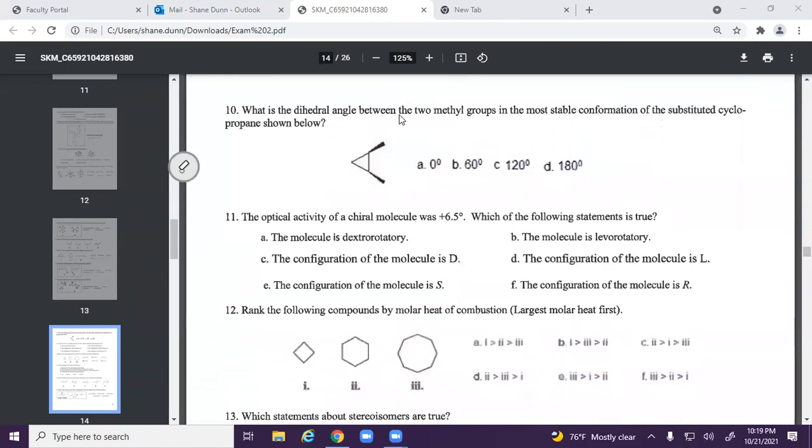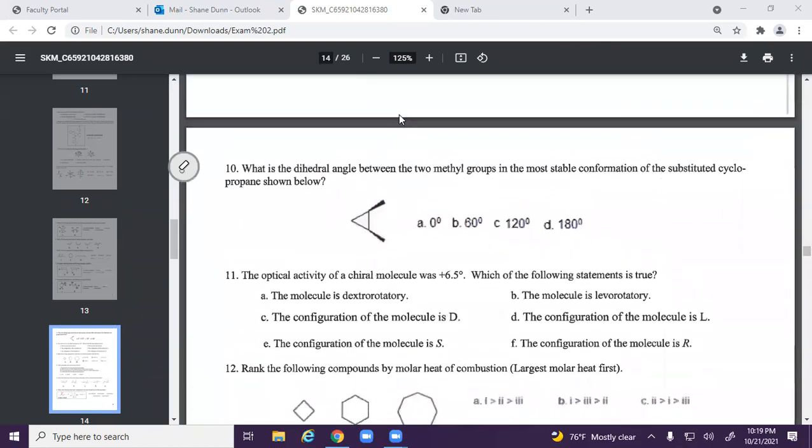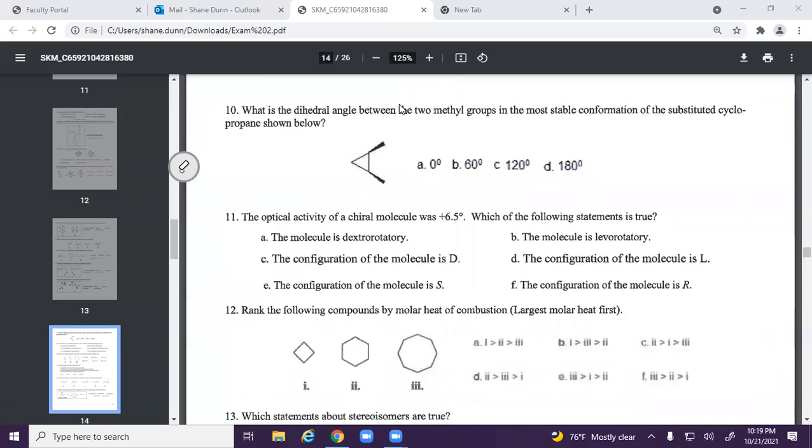So if they were dashed, what would that then be like? Same thing. It would just be on the other side. Instead of being on the right side, it'd be on the left side, but they would still be eclipsing each other. Okay, thank you. 11, we could do.